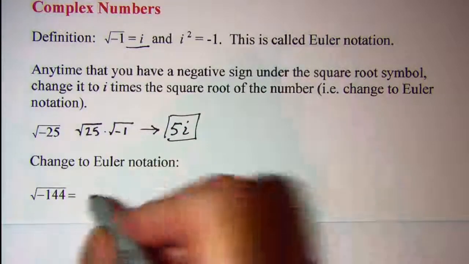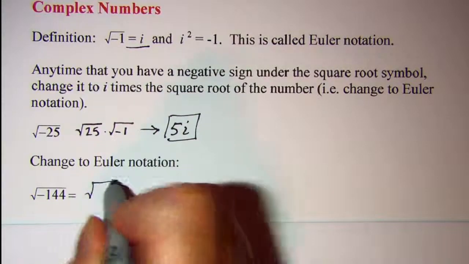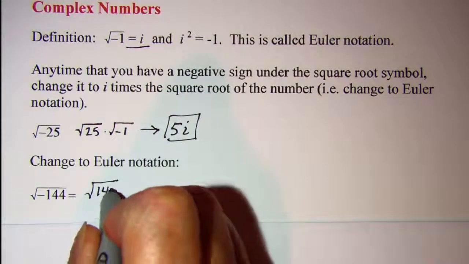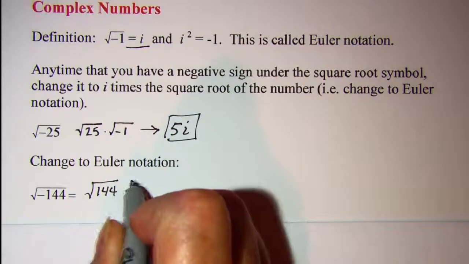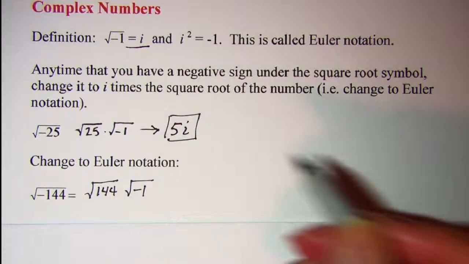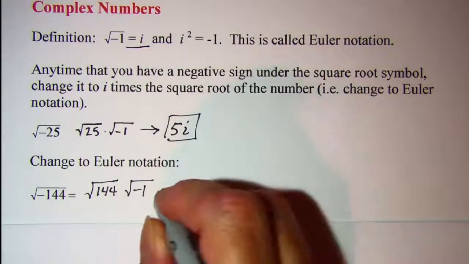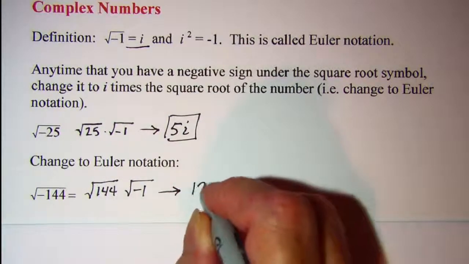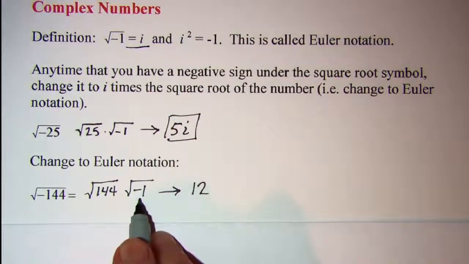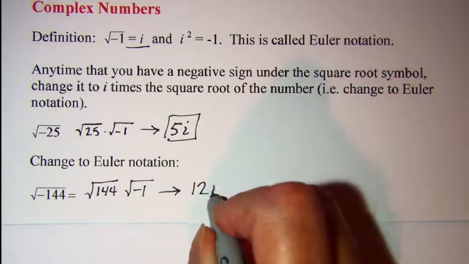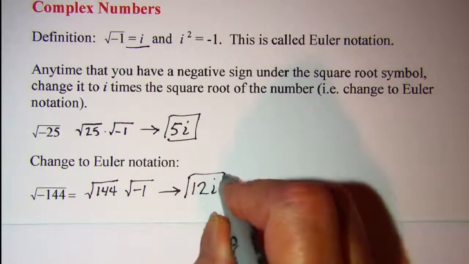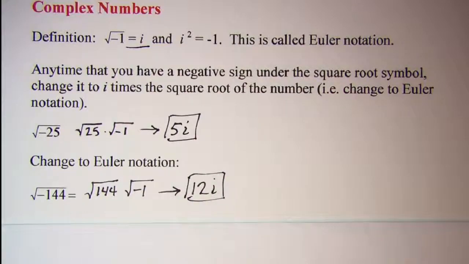This one is the square root of 144 times the square root of -1. So the square root of 144 is 12, and the square root of -1 is defined as i. So this one's 12i.